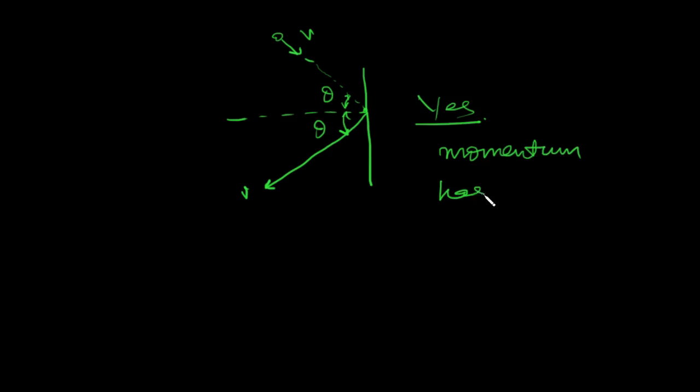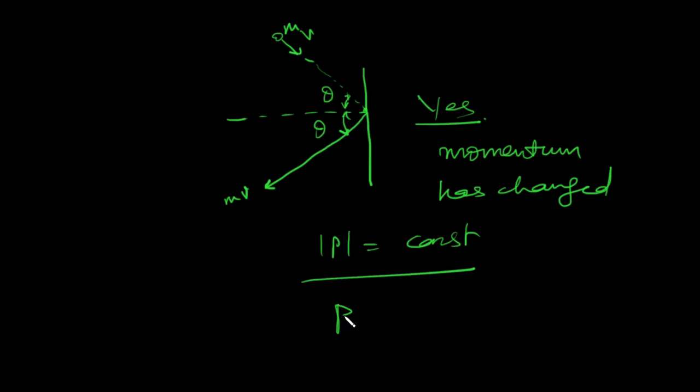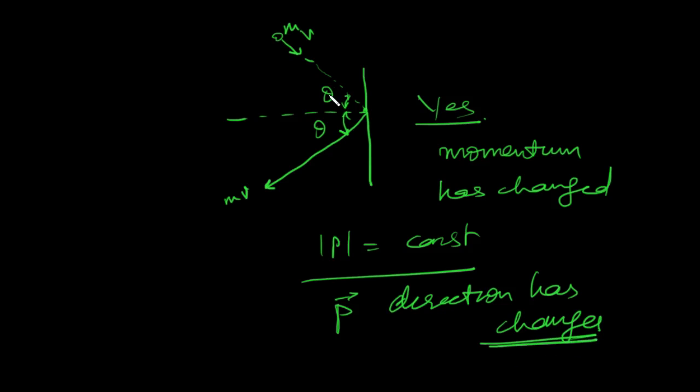Even if the magnitude is the same, because momentum here is mv and here also it is mv, so the magnitude of p is constant. But how come it is changed? Because the direction has changed. Even if direction changes, the force will be applied. So what will be the force? We will see the direction.